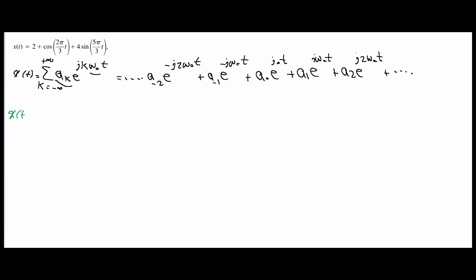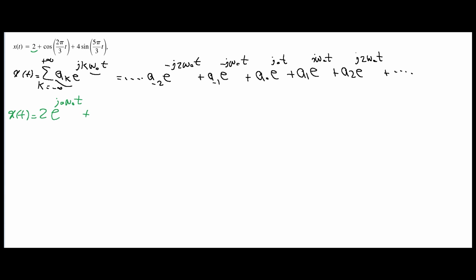Let's begin by rewriting the given signal in exponential form. The constant term can be written as 2e to the power of j 0 omega 0 t, since e to the power of 0 is simply 1.